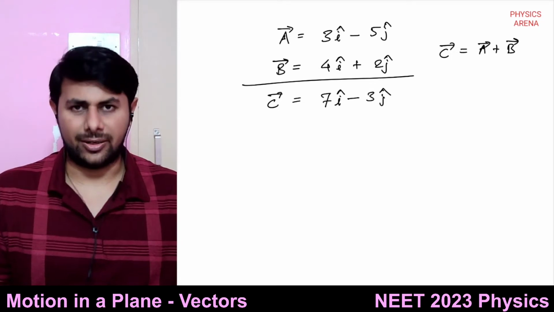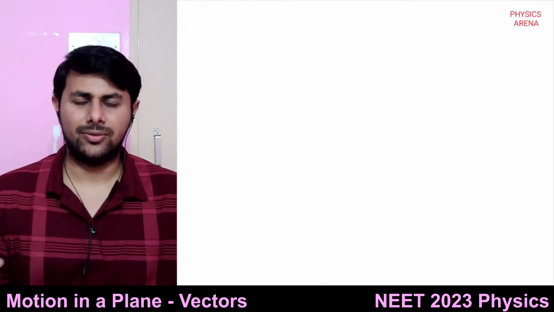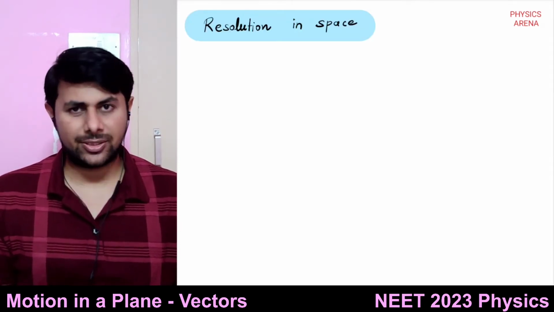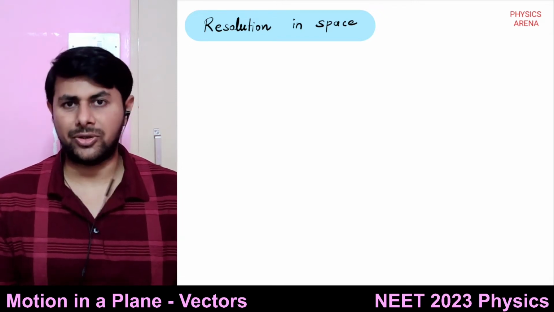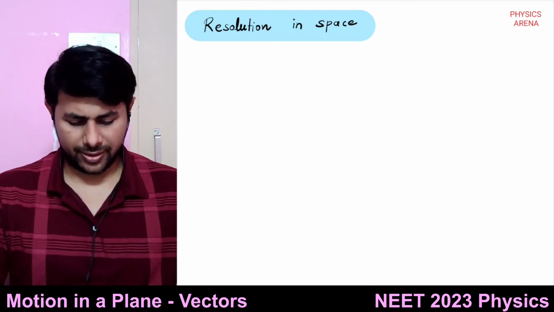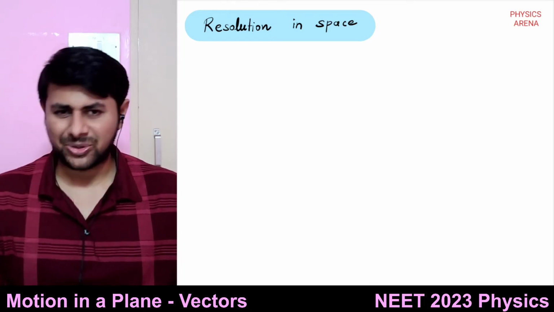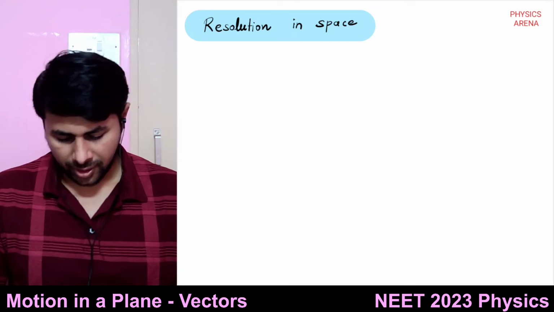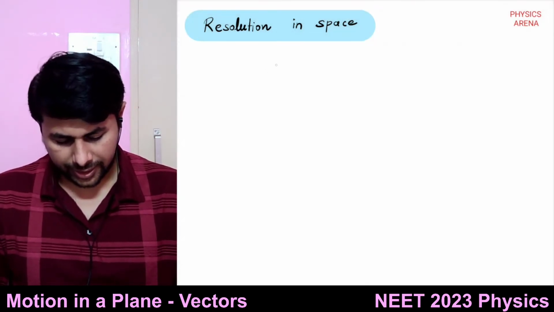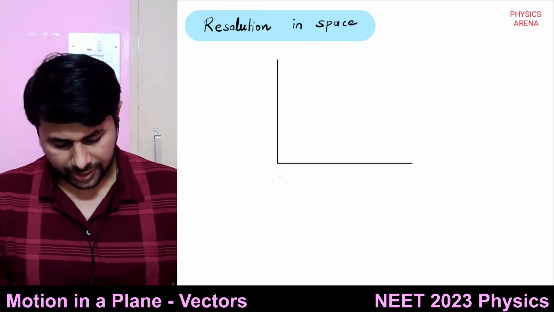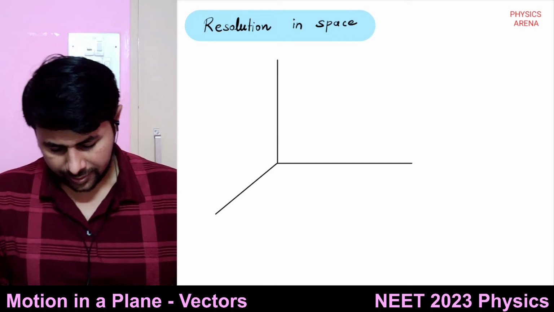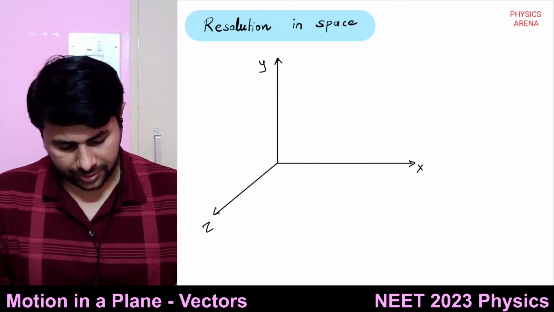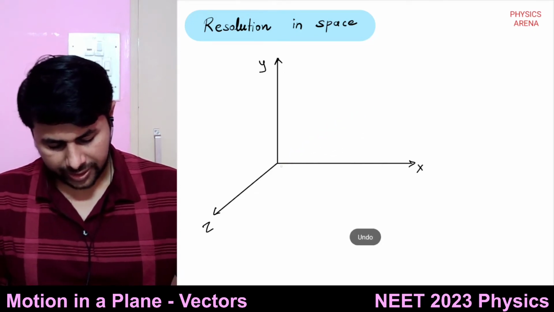So this is resolution in two rectangular components, for a plane. Sometimes we need to talk about vectors in space. The earlier resolution we discussed is two-dimensional resolution. The one we are going to see, the resolution in space, is three-dimensional resolution. Why do we need this? Because sometimes we need to study problems in space. So we'll draw X axis, Y axis, and Z axis like this, and this is my vector which I want to resolve.